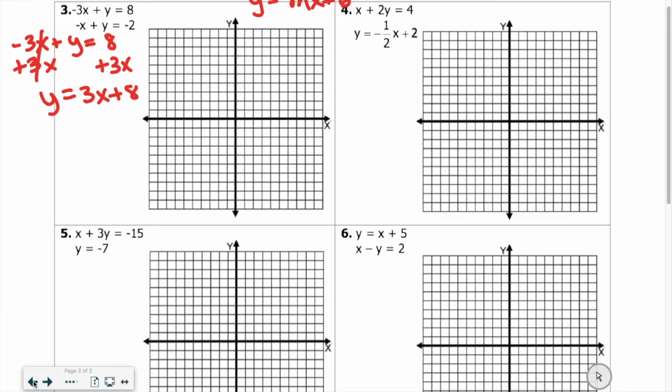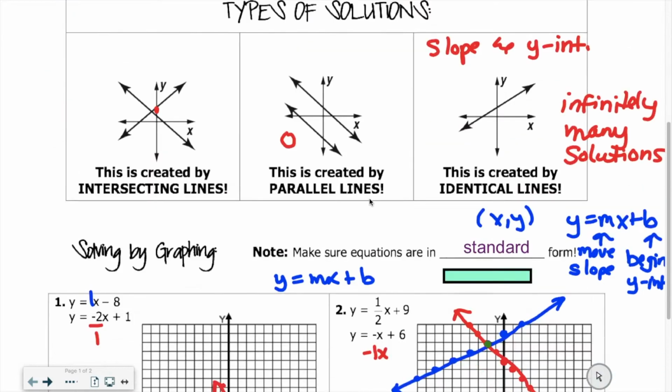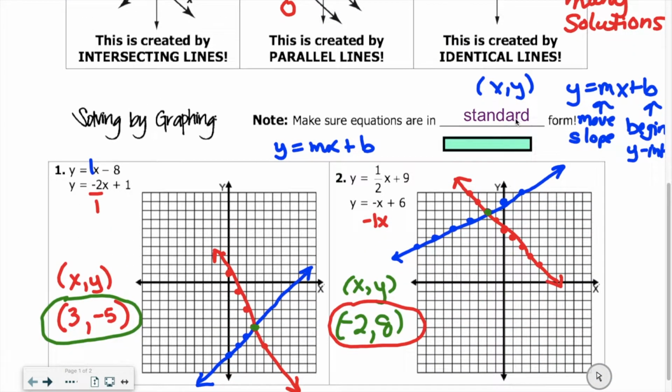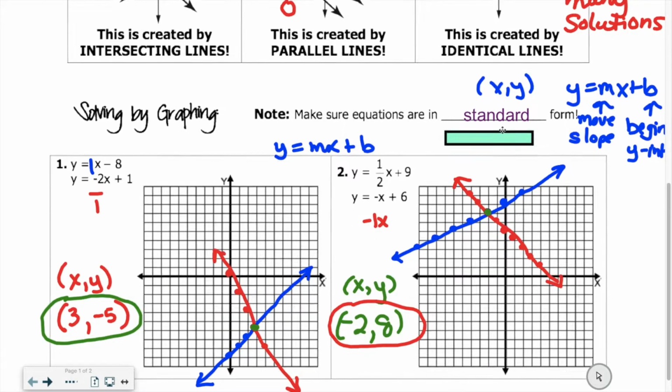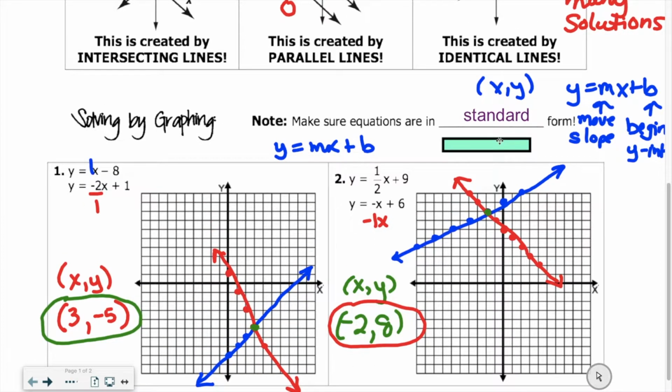I just realized I gave you guys the wrong answer. We don't want this in standard form. We want this in slope-intercept form. Oh, okay, well, just change this answer to slope-intercept.